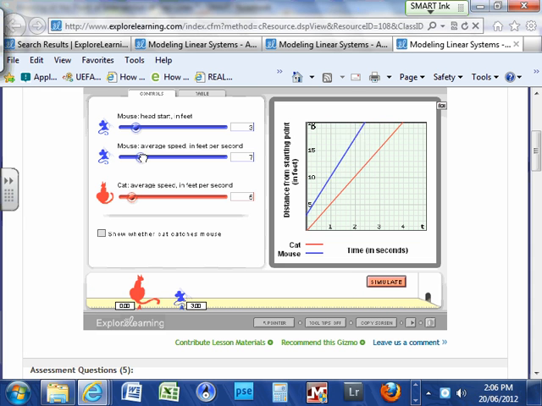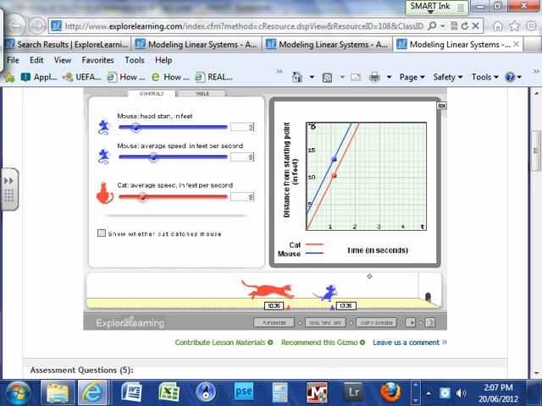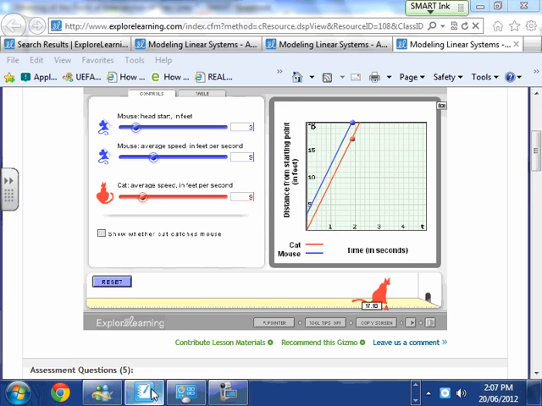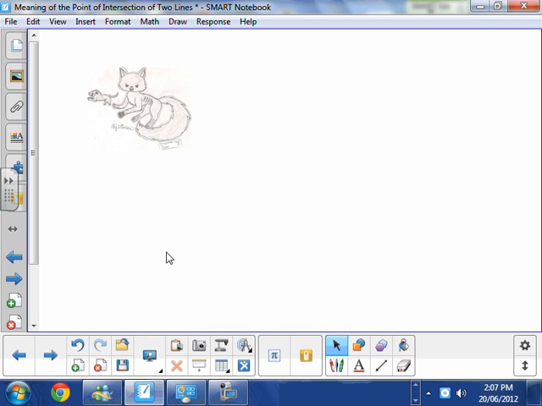Okay, so having said that, you are telling me that I can have situations like this where the cat catches the mouse, or I can have situations like this where the 2 lines are parallel, and the cat will never catch the mouse. Am I correct? That's right. Okay, so now mathematically, let's understand what that means.